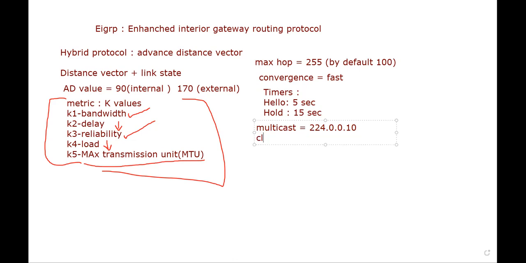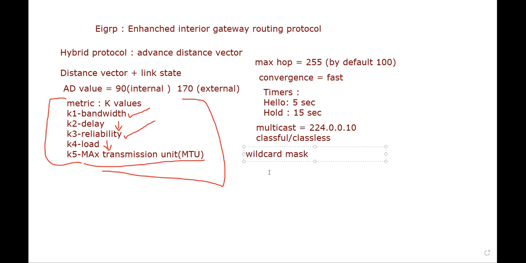EIGRP works as a classful as well as a classless protocol. In RIP we used version 2 to make it classless, but in EIGRP you can use a wildcard mask. This is the new thing. In EIGRP, a wildcard mask can be used to make it classless.